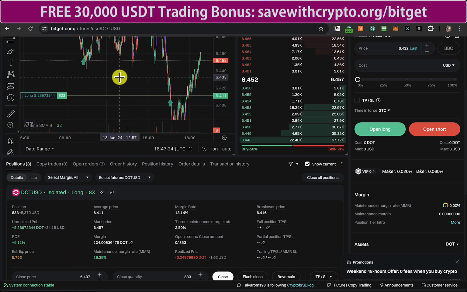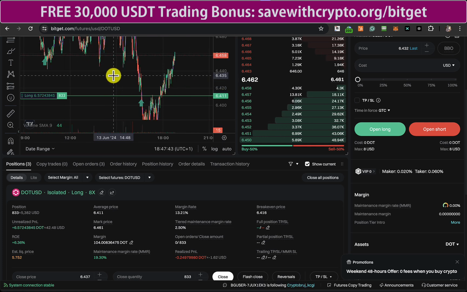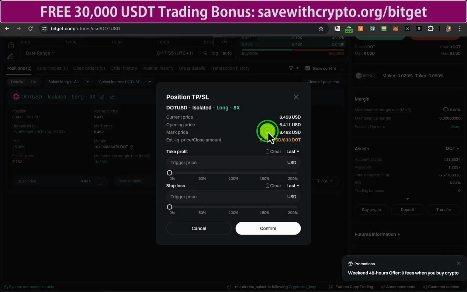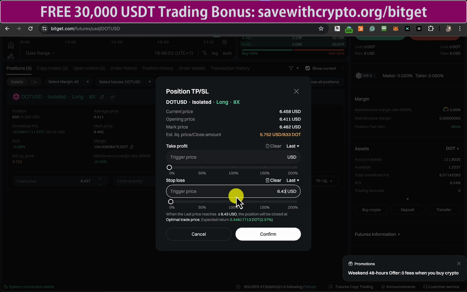My temptation now is to set a stop loss. Now, I always set them too much in profit, but I think I'll set a stop loss about here, 6.435. So let's do that. 6.435. Okay, so that will make 3 dot if that goes down there. Okay, so I'll confirm that.